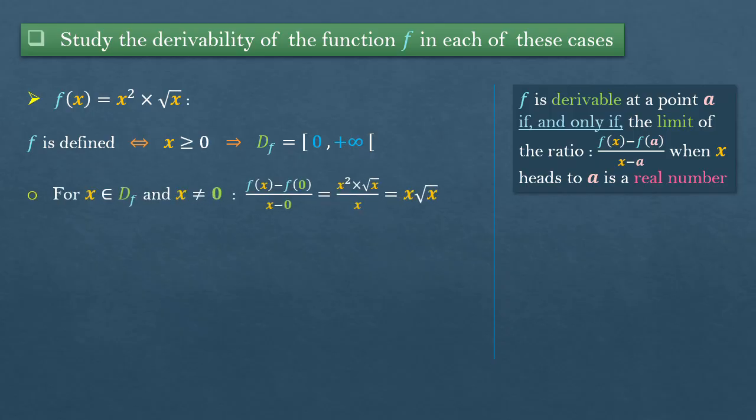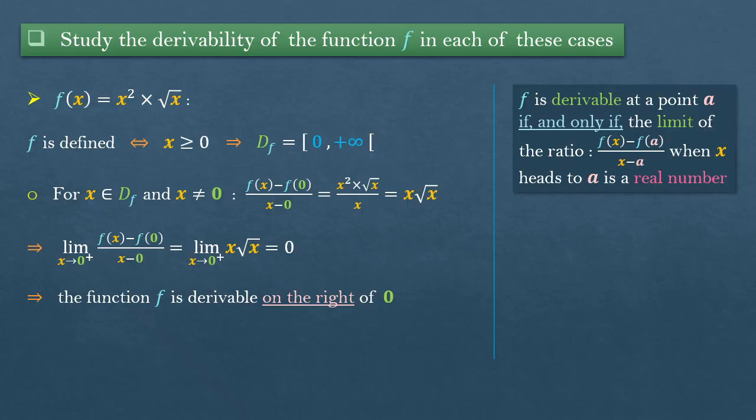Besides that, we have for every value of the variable x in the domain of definition Df which is different from 0, the ratio (f(x) minus f(0)) all over (x minus 0) equal to x squared times the square root of x over x, which equals x times the square root of x. Therefore, the limit of this ratio when x heads to 0 by greater values equals the limit of x times the square root of x when x heads to 0 from above, which equals 0. So in this case, our function f is derivable on the right of the point 0.